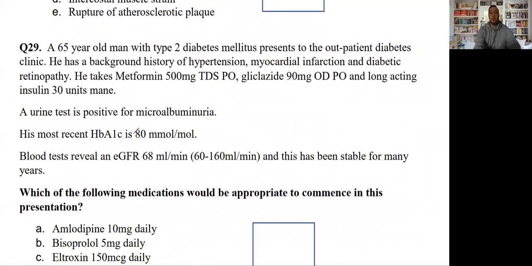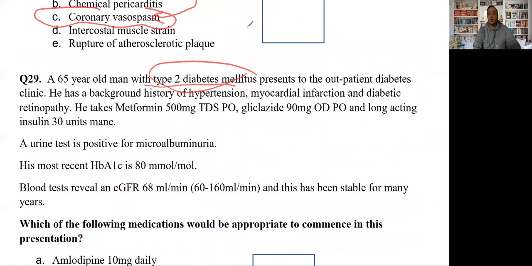A 65-year-old man with type 2 diabetes mellitus presents to the outpatient diabetes clinic. He has a background history of hypertension, myocardial infarction, and diabetic retinopathy. He takes metformin, an oral antihyperglycemic agent. Gliclazide is also an oral antihyperglycemic agent, and long-acting. So he is on oral antihyperglycemic agents and on insulin injection.